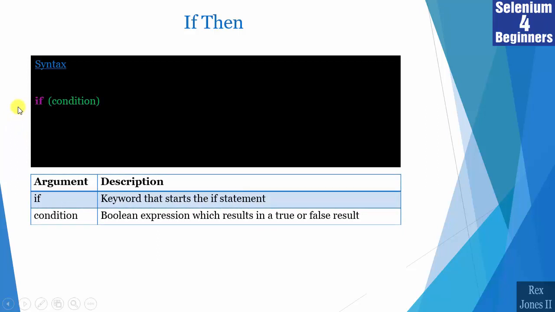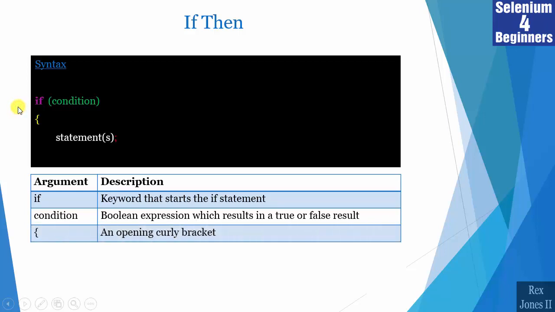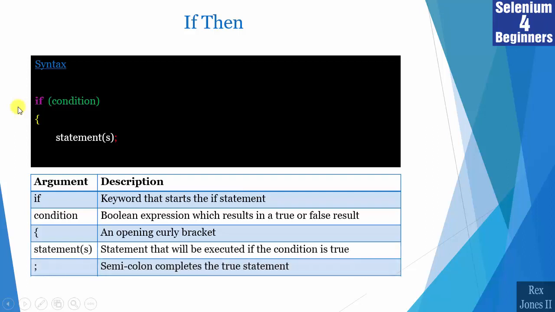The syntax for if-then begins with if condition. If is a keyword that always starts the if statement. The condition generates a Boolean result which returns true or false. After the condition is an opening curly bracket followed by a statement. This statement can be a block of statements that's only executed if the condition is true. A semicolon completes the statement. The second bracket is a closing bracket and only required if there is an opening bracket.